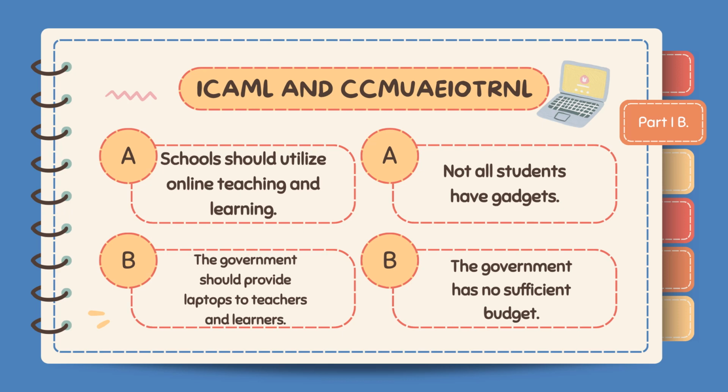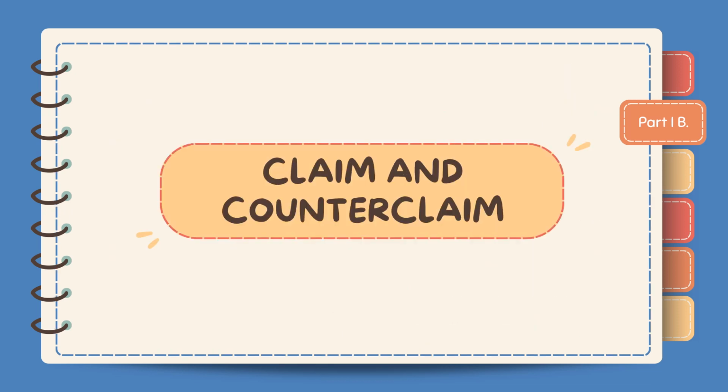Let us look again for connection among the words flashed. Using these words, try to guess again the correct term from the jumbled letters. We have here, schools should utilize online teaching and learning. Not all students have gadgets. The government should provide laptops to teachers and learners. The government has no sufficient budget. What do you think is the answer? The answer is claim and counterclaim. Now let us talk about what is a claim and what is a counterclaim?